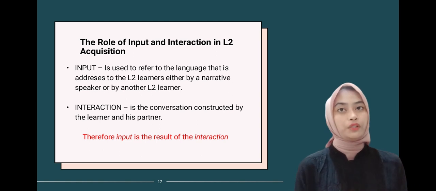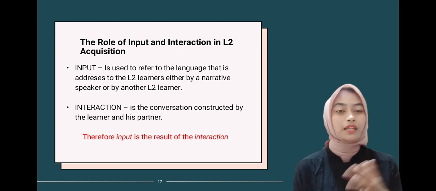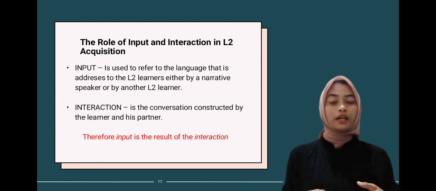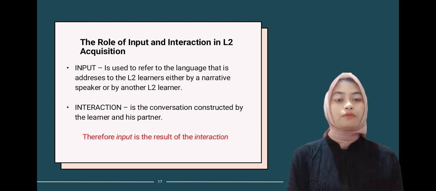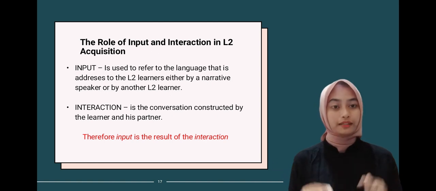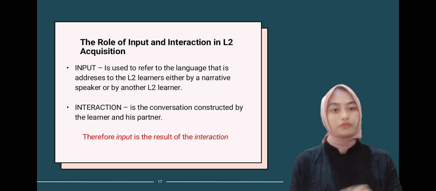The role of input and interaction in second language acquisition. Input is used to refer to the language that is addressed to second language learners, either by a native speaker or by another second language learner. Interaction is the conversation constructed by the learner and his partner. Therefore, input is the result of the interaction.